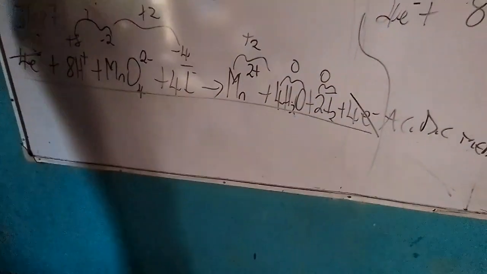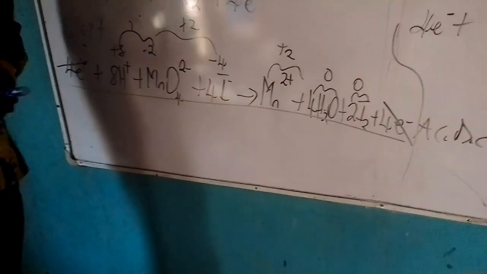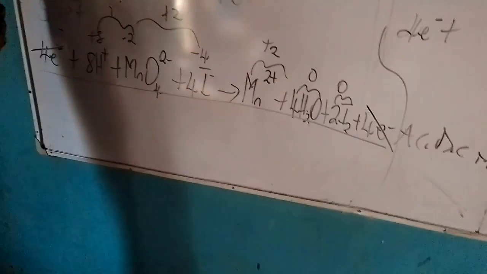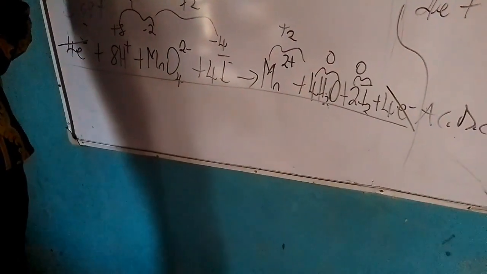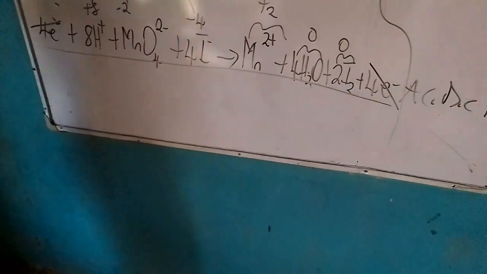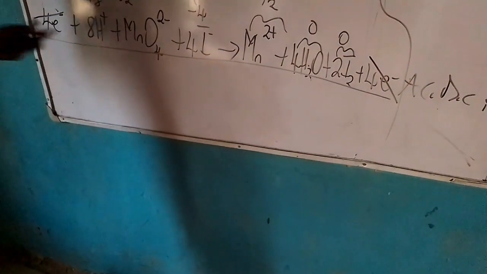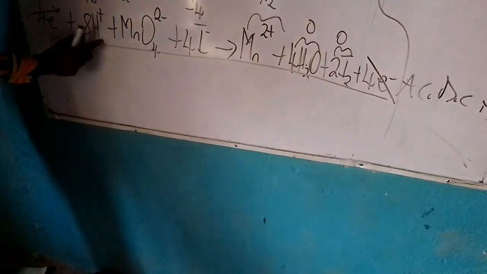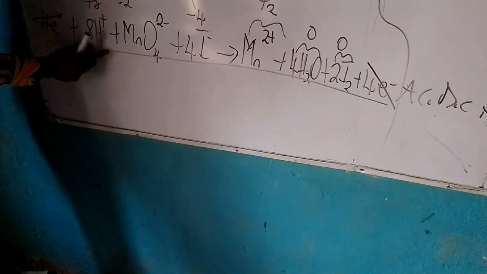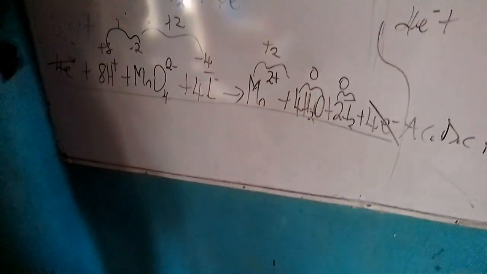But remember, when we started this video, I told you that I'm going to give you tips on how to balance this also in basic medium. How will you know a base? Hydroxide ion. So that's how you know it. If you are asked to balance this in the basic medium, what I'm going to do is add OH. On this particular side, we have hydrogen ions. In order to neutralize this, that is now turned to step 8.